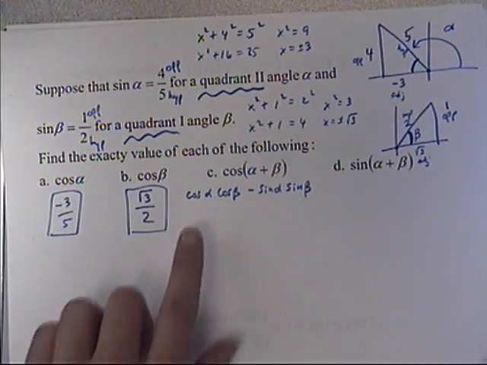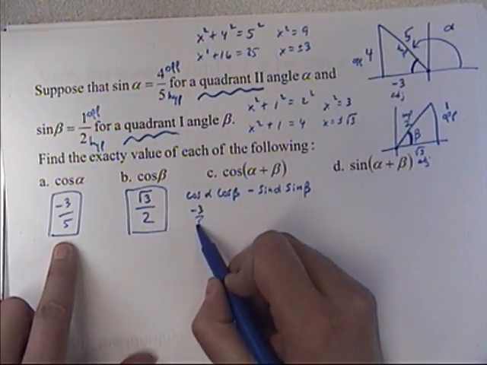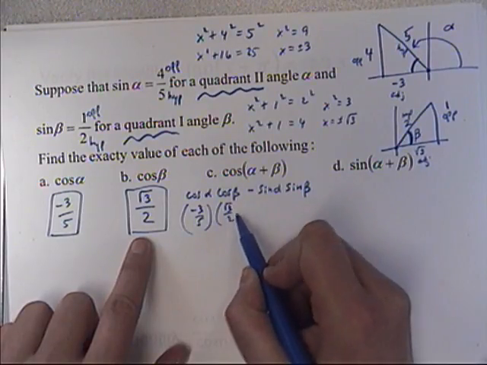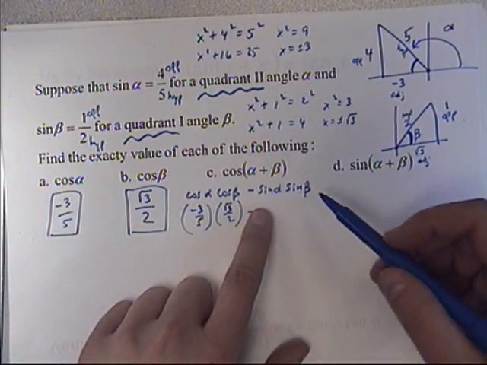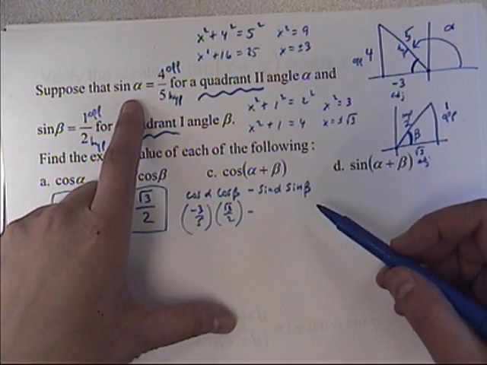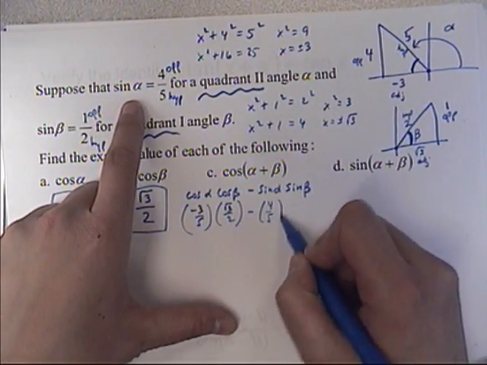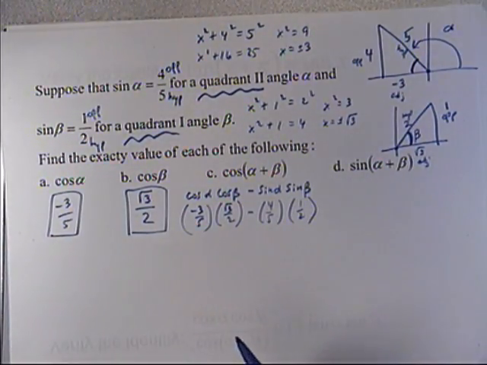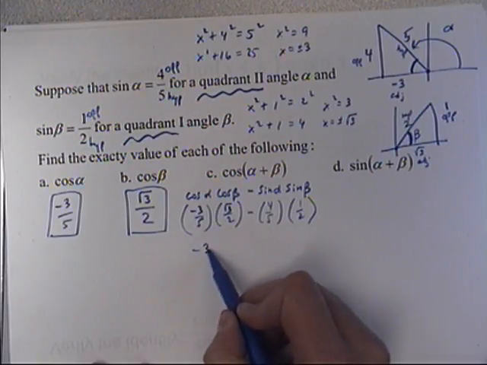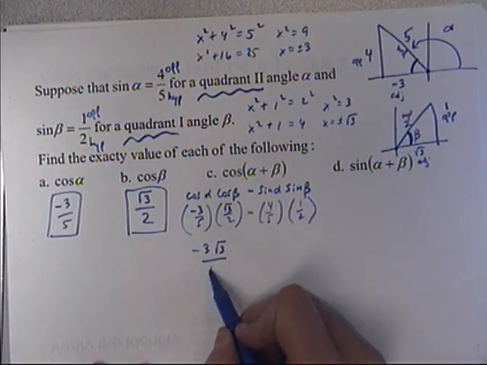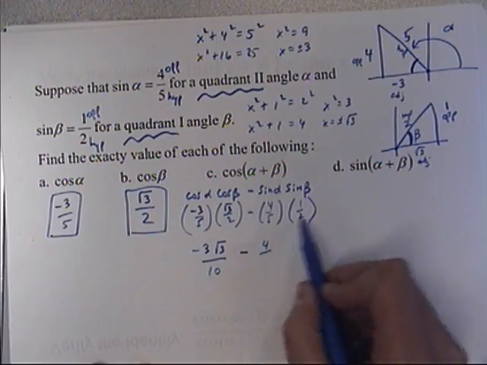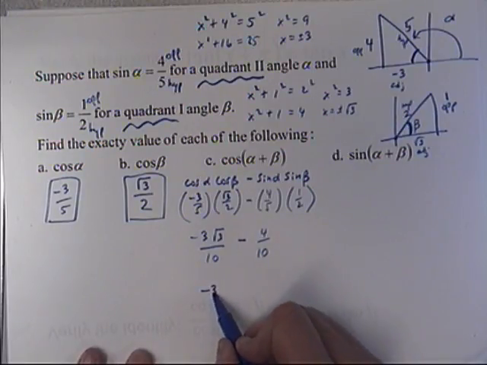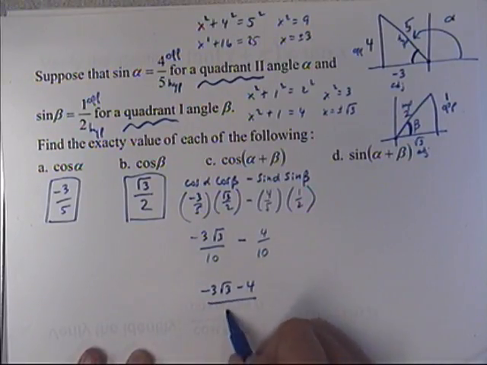Okay, well, cosine of alpha we have right here, that's negative 3/5. Cosine of beta we also have right here, square root of 3 over 2. So we just need to find the sines. Well, you know what? That's what our given information was. Sine of alpha was 4/5. Sine of beta was 1/2. So if I multiply here, I get negative 3 root 3 over 5 times 2 is 10, minus 4 times 1 is 4, 5 times 2, 10. And then I put them all together because I have a common denominator: negative 3 root 3 minus 4, all over 10.